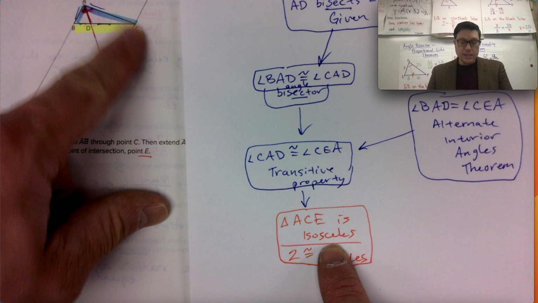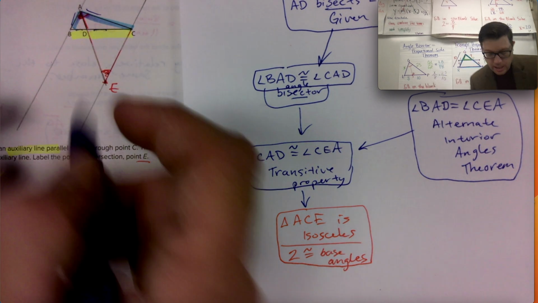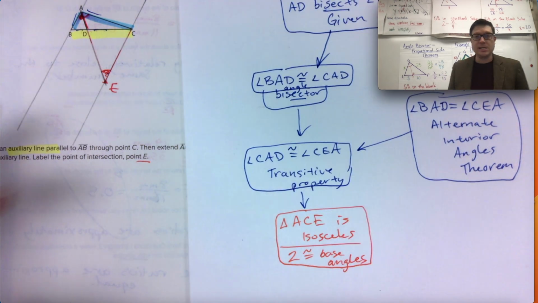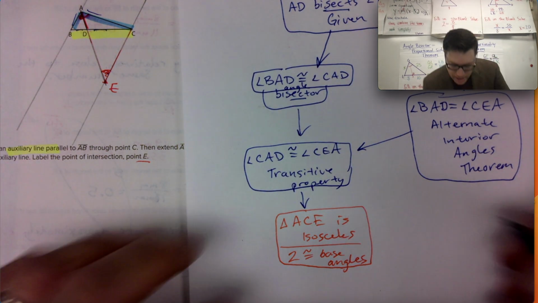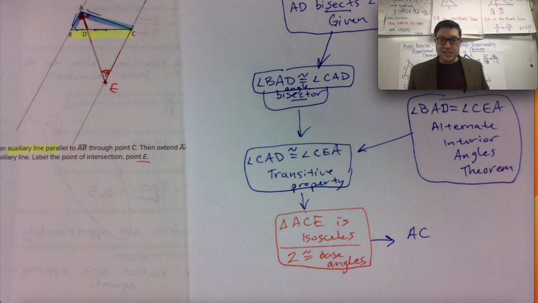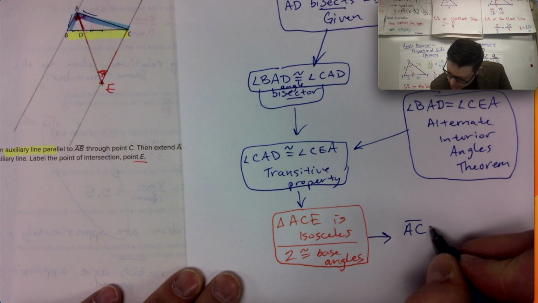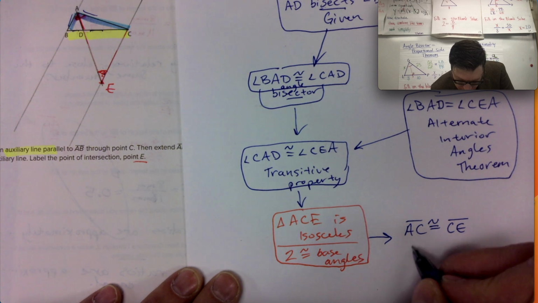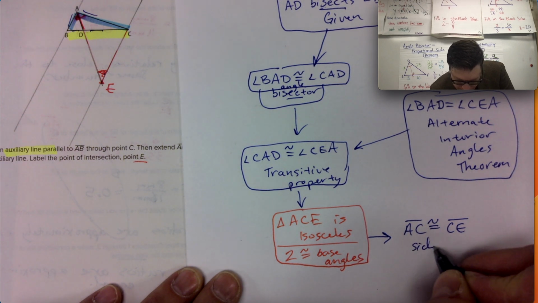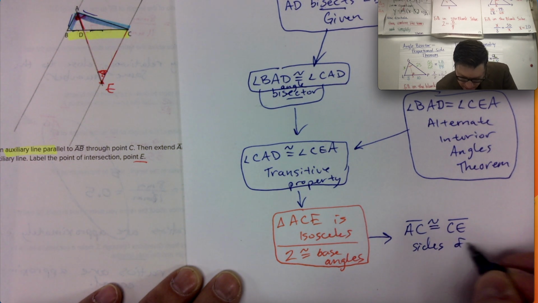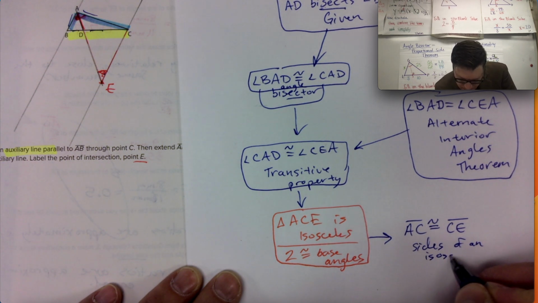Since this is an isosceles triangle, then that must mean this line segment AC and this line segment CE have to be the same, because two sides of an isosceles triangle must be congruent. AC and CE are congruent. They are sides, what's the word that I want to use? Yeah, I'll just say it this way. Sides of an isosceles triangle theorem.